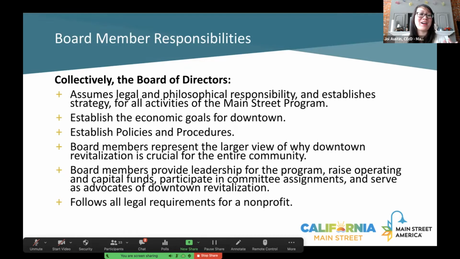So how do you really encourage that as you're being able to tell them more about what it means to be a board member? They're the ones that end up providing, again, that leadership for the program, and help to really raise those operating and capital funds. And of course, again, they're a working board, so they should be participating in those committee assignments and serve really as those advocates. And of course, follow legal requirements for your nonprofit, depending on what kind of organization you have.